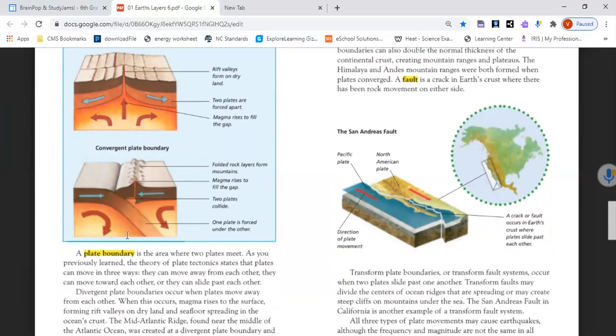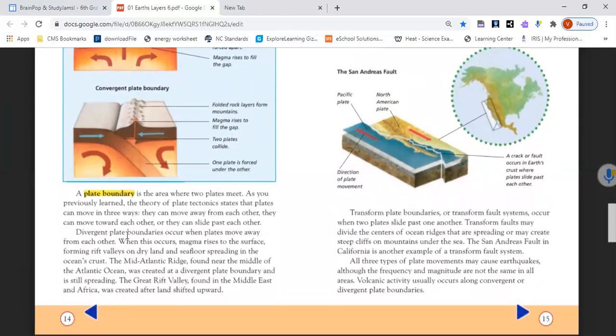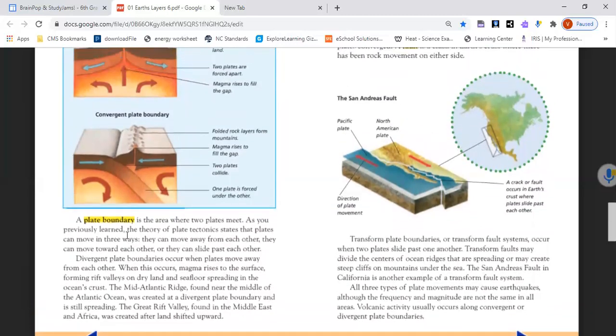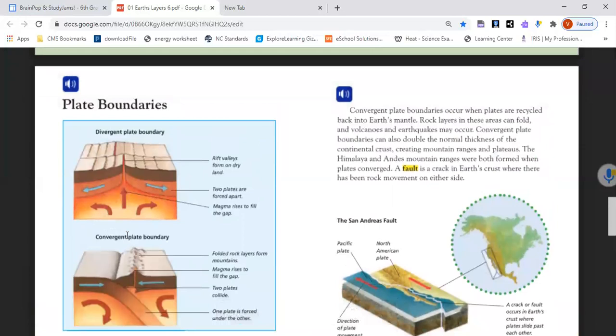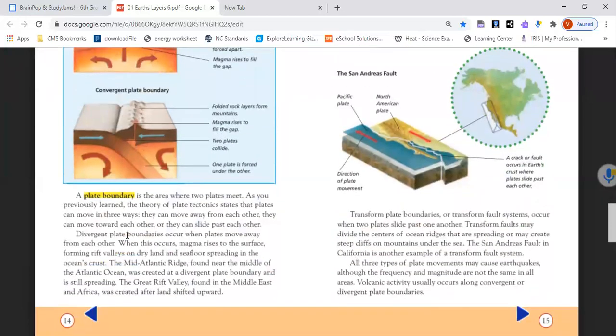And this is in the California area. A crack or a fault occurs in the Earth's crust when plates slide past each other. So how does it happen? When two plates slide past each other, the friction between them causes a crack. So again, we have a convergent plate boundary and a transform plate boundary.